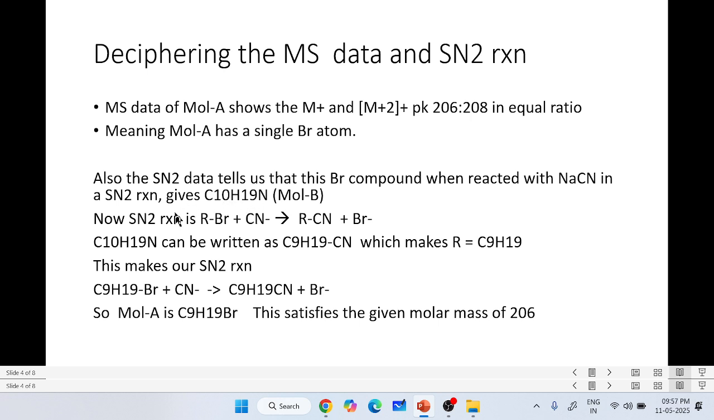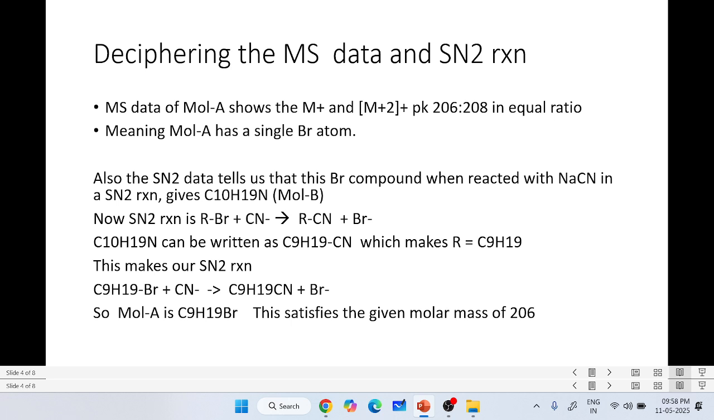C10H19N. Now we know that in an SN2 reaction, when a bromo compound reacts with CN minus, it gives you the cyanide compound, or cyano compound, right? Or RBr plus CN minus in SN2 conditions will give RCN plus Br minus. So in this case, we can write the molecular formula of molecule B, C10H19N, as C9H19CN, which makes R equal to C9H19. So our SN2 reaction is C9H19Br plus CN minus giving C9H19CN plus Br minus. Which means molecule A is C9H19Br, and this formula satisfies the given molar mass of 206. So now we are confirmed that molecule A is C9H19Br.